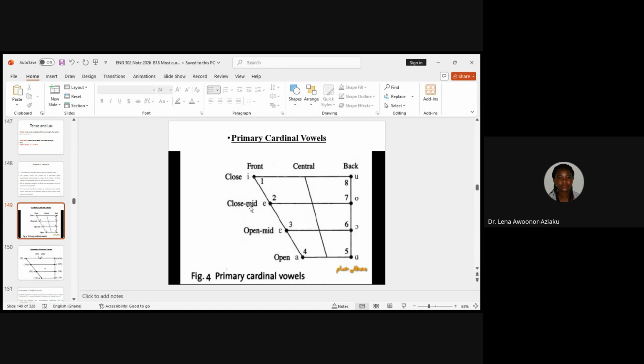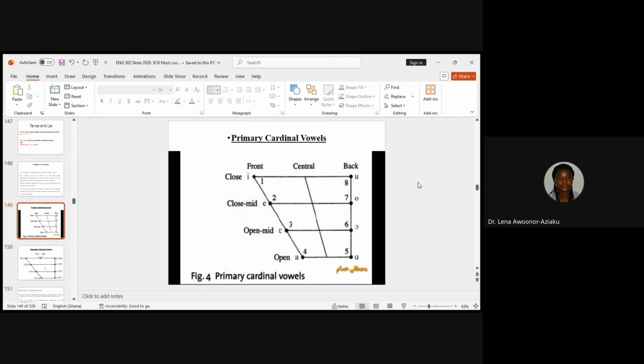And then we have close mid or half close. Then we have open mid and then open. So these are the divisions. So we have cardinal vowel E, A, O, U, cardinal vowel, primary, 8.